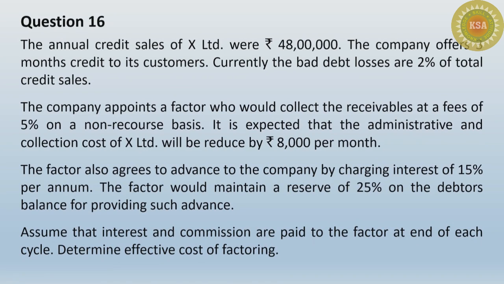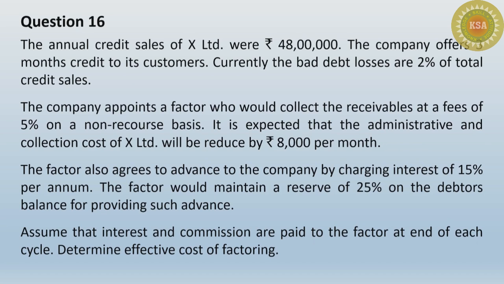The annual credit sales of X Limited were rupees 48 lakhs. The company offers 3 months credit to its customers. Currently, the bad debt losses are 2% of total credit sales. The company appoints a factor who would collect the receivables at a fee of 5% on a non-recourse basis. It is expected that administrative and collection cost of X Limited will reduce by rupees 8,000 per month.